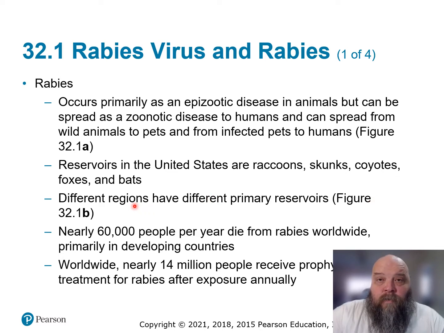So, different regions: Southeast, Midwest, Rockies, West Coast, Northeast, Northern Midwest versus Southern Midwest. Different regions, different reservoirs. And people seem to think that this is something we don't have to worry about. In actuality, no. This is still a pretty good killer. 60,000 people per year, even though we really have a pretty good treatment regimen for it. 60,000 people worldwide still die of it.